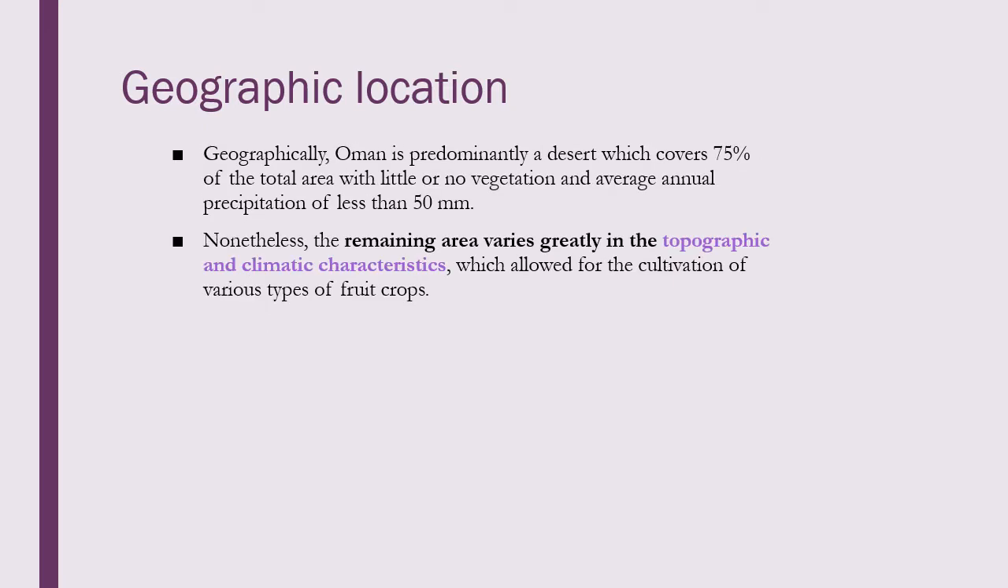Oman is largely desert though, more than 75% of the country is desert. Almost in this area there's no vegetation. The rainfall is very little. It gets less than 50 millimeters annually. Nonetheless, the remaining area is really very variable in terms of, as I mentioned, topography, in the mountains, and also in the slopes, in the plains, as well as the mountain. There are also differences in the climatic characteristics.